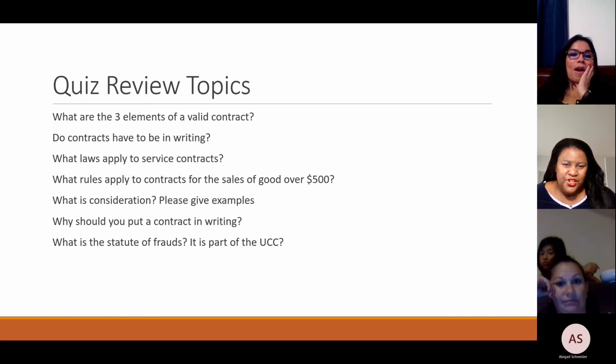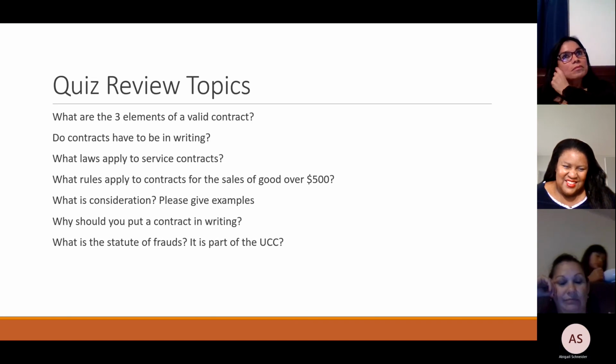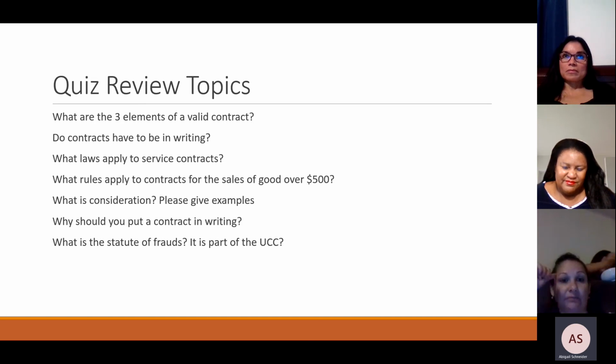Okay, well, why should you put a contract in writing, Abigail? Because it provides a clear outline of the terms of agreement between each party, and it's right there with physical proof to show that. Excellent.